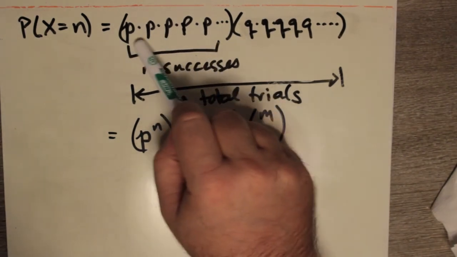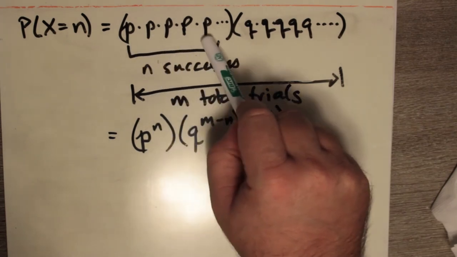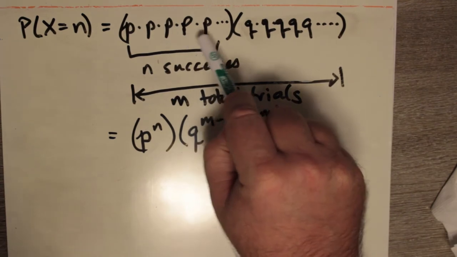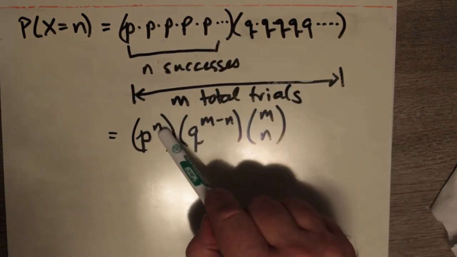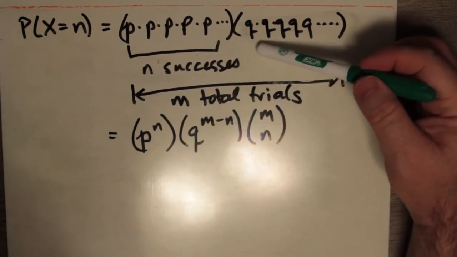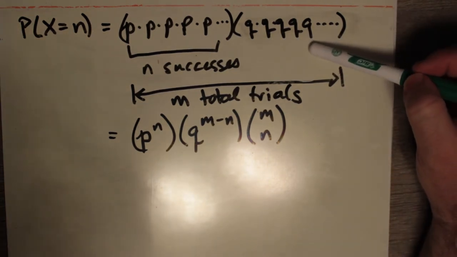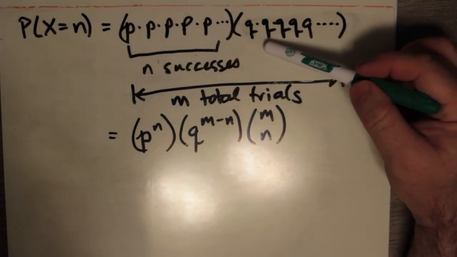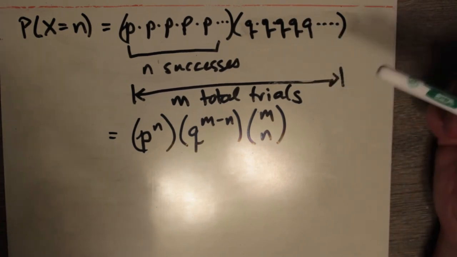If I roll a 3 5 times, I'm succeeding. I get 5 successes here. That's 1 over 6 times 1 over 6 times 1 over 6 times 1 over 6 times 1 over 6. It's actually 1 over 6 to the power 5. And for 10 trials, I also must include the probabilities of my 5 failures. So then I've got 5 over 6 times 5 over 6 times 5 over 6, in other words, 5 over 6 to the power 5.